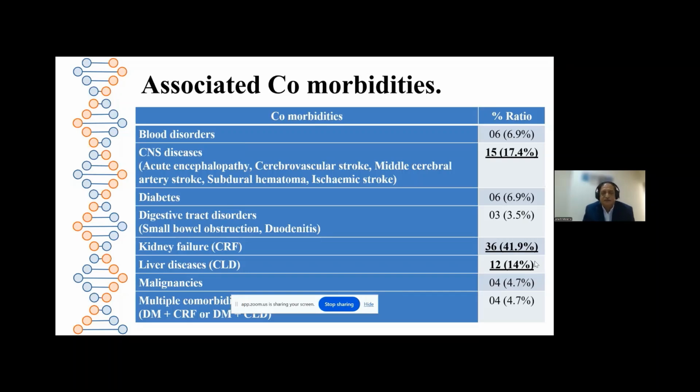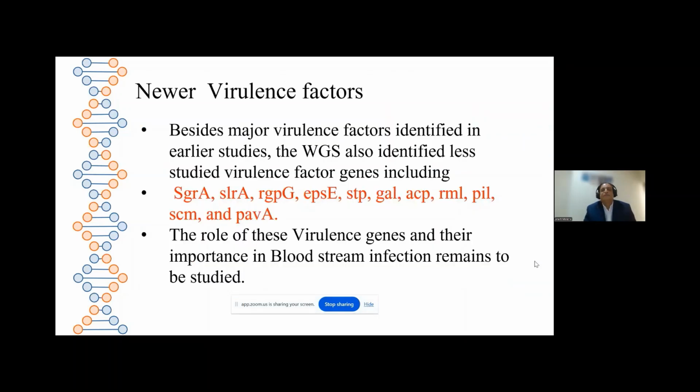We also see the malignancy cases. There are 4 malignancy cases, and all 4 of them had multiple comorbidities like diabetes mellitus and CRF. So they were also considered in the chronic renal failure due to diabetes mellitus.